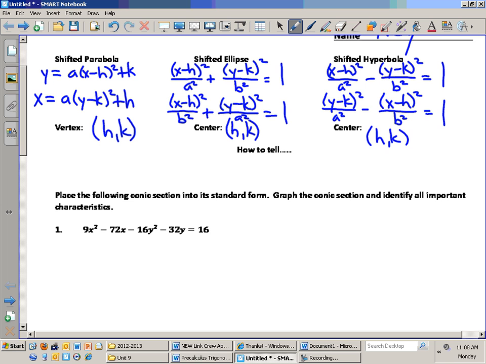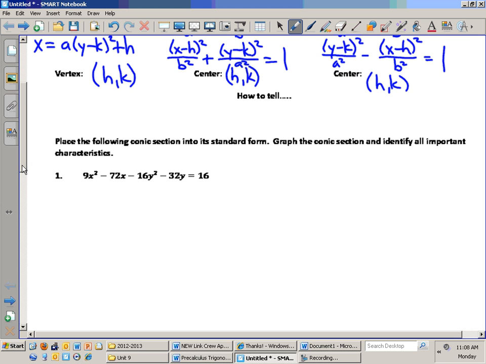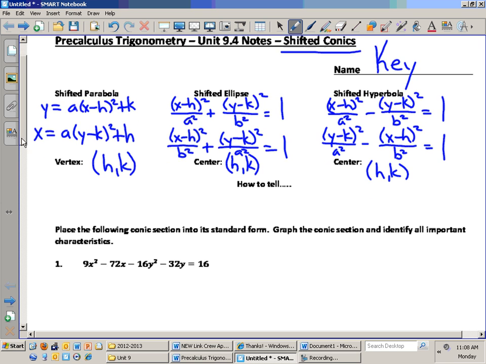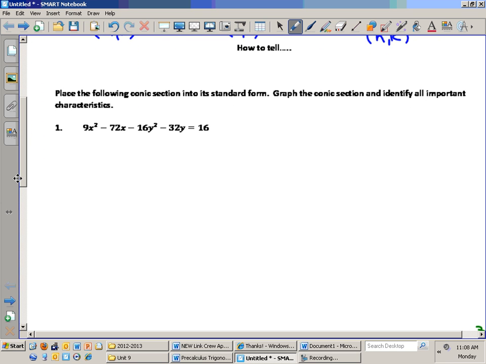So the question though is, if you look at problem number 1, problem 1 says place the following conic section into its standard form, graph the conic section, and identify all important characteristics. So we have 3 of these problems. The first one's the most difficult. As you look at that first problem, it's not sitting in a form that I can recognize like one of these. So I need to place it in that form. Before I place it in that form, do you have a general idea right away whether it's a hyperbola or a parabola or an ellipse?